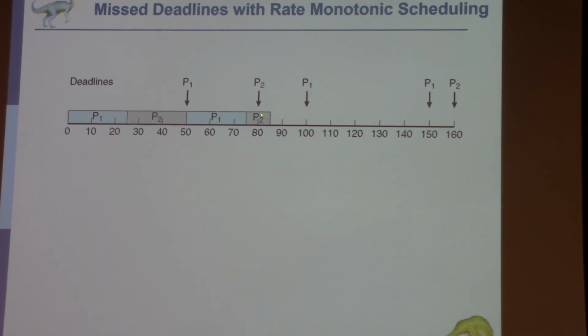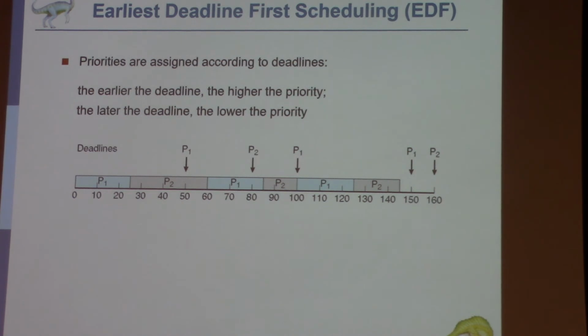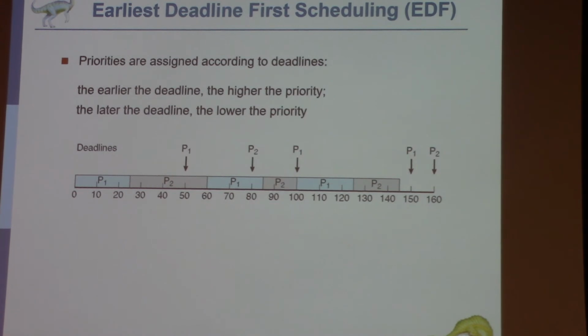However, if we switch P1 and P2, with P2 first, then P1, there might be no problem, because P1's new deadline is 100. So P1 can be done after P2. So we consider the earliest deadline each time. For example, at this moment, the earliest deadline is P2's here, P1's here, so P1 will be selected. It's like shortest job first, shortest remaining job first. We consider the current status of the process with regard to the deadline. Okay, so this is one of the examples.